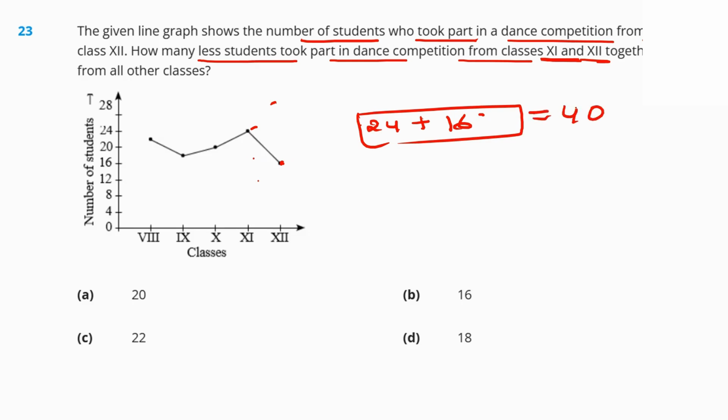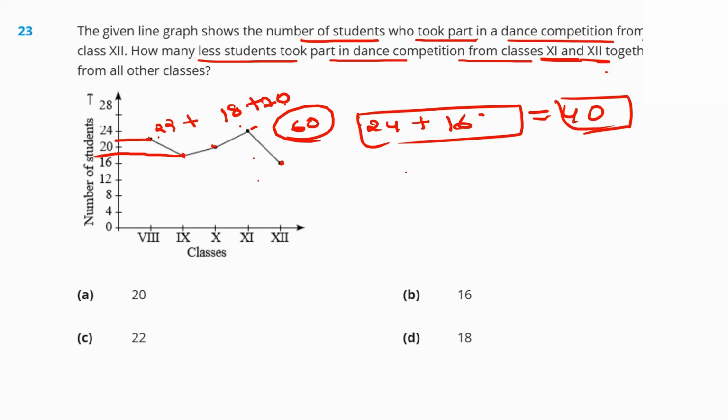Now we have to look at the rest of the classes together, from all other classes. This is midway between 20 and 24, that's 22, plus class 9 has again midway, that's 18. And class 10 has 20 straight. So 20 plus 22 is 42. 42 plus 18 gives me 60. So the rest of the classes is 60 students altogether, and 11 and 12 is 40. So the difference is 20, option A being the answer.